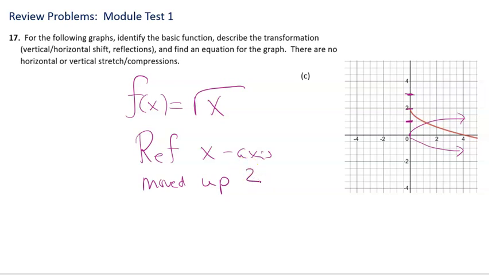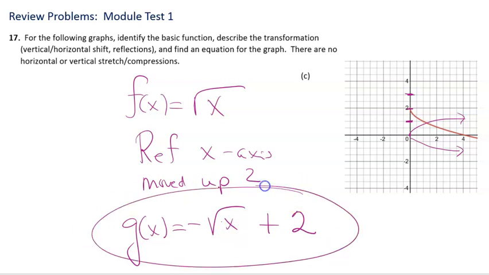Now, how am I going to write that? Well, remember when you move up or down, you add that outside the function. When you move left or right, you add that to the x value, but we didn't move left or right, but we reflected it in the x-axis. Do you remember where the negative goes when you do that? It goes in front of the function. So you have g of x equals negative square root of x plus 2.